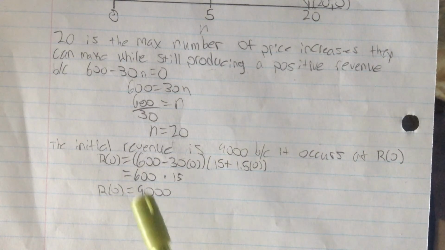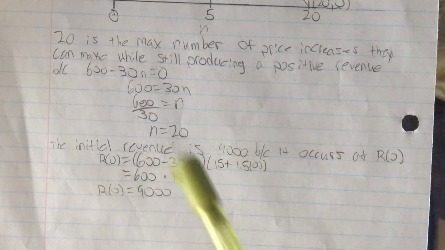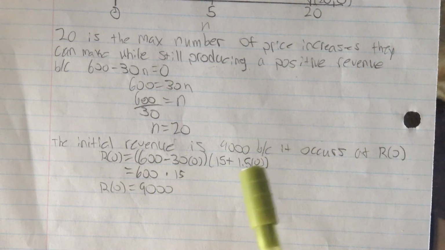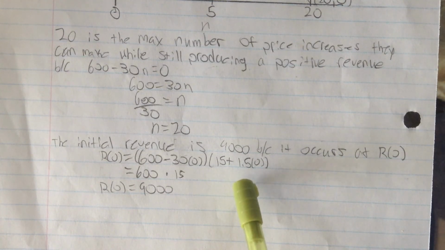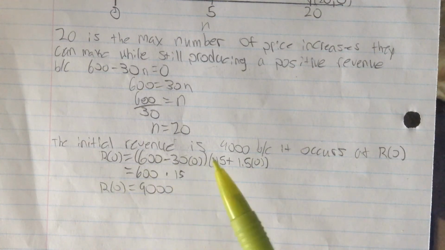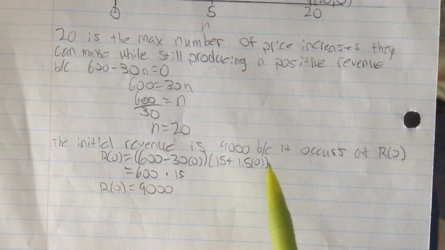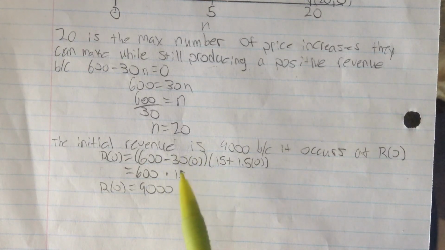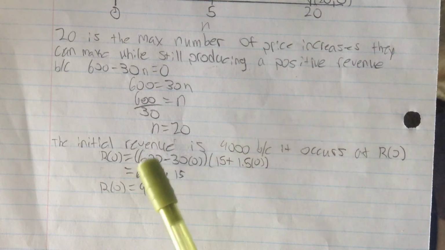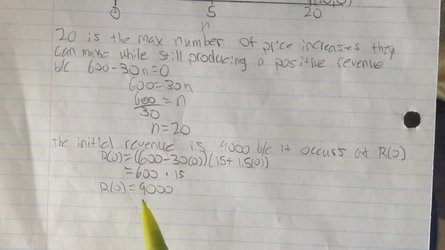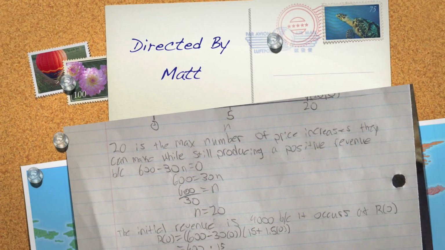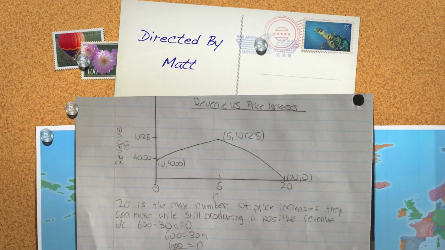Now we are looking at the entire equation for this one. So the revenue of R of 0 is equal to 600 minus 30 times 0 multiplied by 15 plus 1.5 times 0. The reason why these are 0 is because there are no price increases, so the price is not changed, it will stay $15, and there are no caps lost because of price increases, so we will still sell 600 caps. This gives us a simple multiplication, 600 times 15, and therefore you have R of 0 equals 9,000, which is exactly what our graph models.